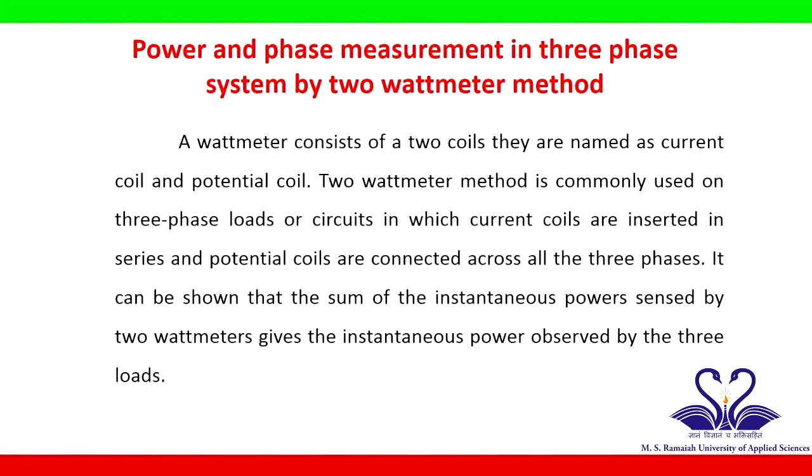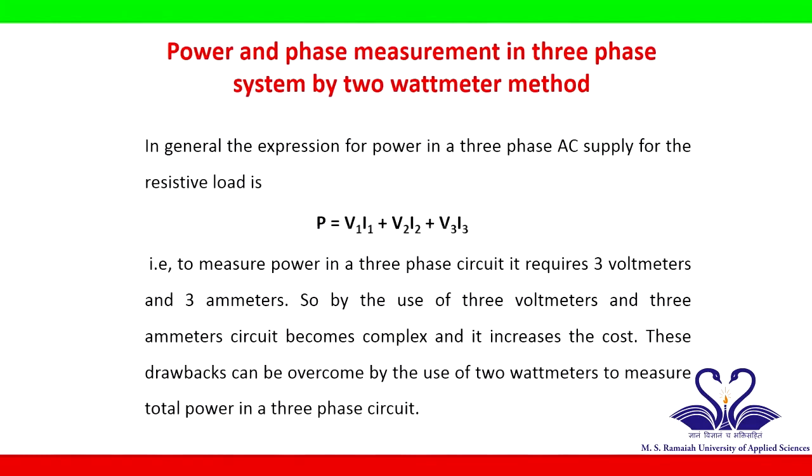The 2 wattmeter method is commonly used on three-phase loads or circuits in which current coils are inserted in series and potential coils are connected across all the 3 phases. It can be shown that the sum of the instantaneous powers sensed by the 2 wattmeters gives the instantaneous power observed by the 3 loads. In general, the expression for power in a 3-phase AC supply for a resistive load is P equals V1I1 plus V2I2 plus V3I3.